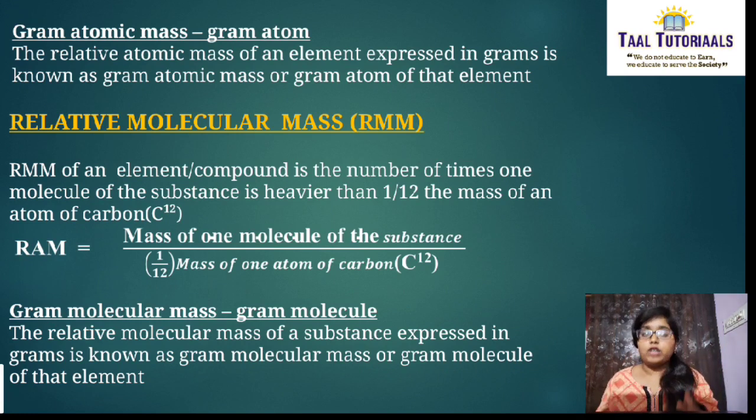In relative molecular mass, you take a molecule. In relative atomic mass, you take an atom. Okay, this is the difference between relative atomic mass and relative molecular mass. For this formula, RMM is equal to the mass of one molecule of the substance divided by 1/12th of one atom of carbon-12. There it was the mass of one atom of the element. Here it is the mass of one molecule of the substance. The name itself suggests the difference between relative atomic mass and relative molecular mass.